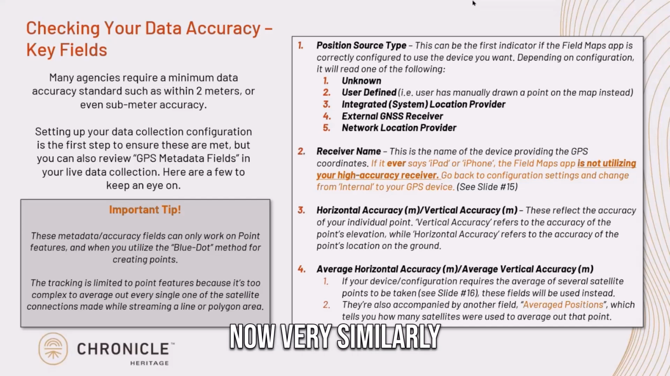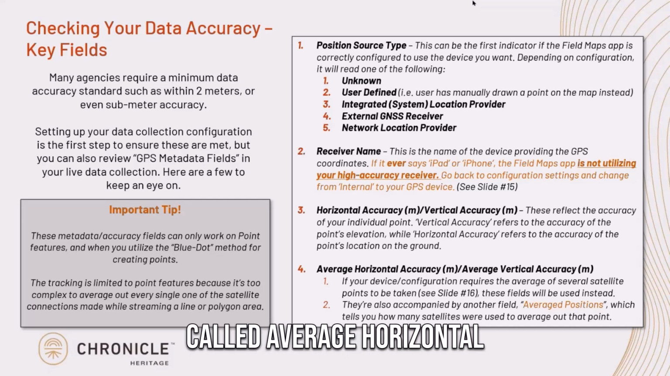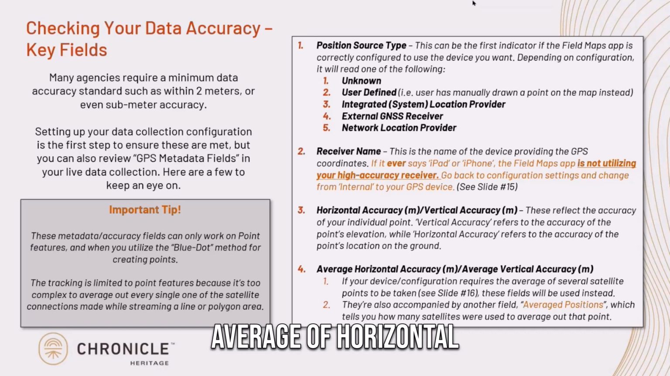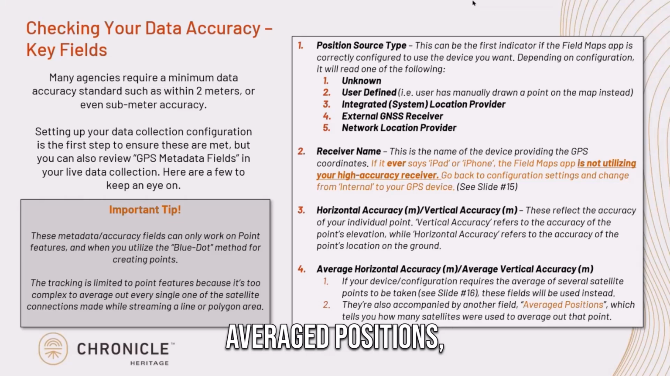Now, very similarly, there are also two other fields called average horizontal and average vertical accuracy. If your device or configuration requires the use of averaged points, so going back to slide 16, these fields will be populated instead. It's taking the average of horizontal and vertical accuracy from several points, which is why they're accompanied by another field called averaged positions, which tells you how many satellites were used to average out that point.